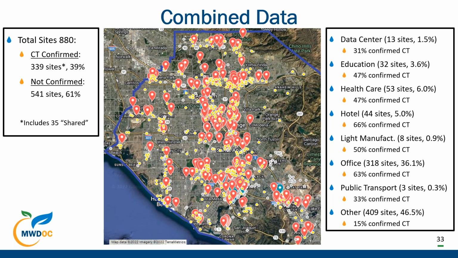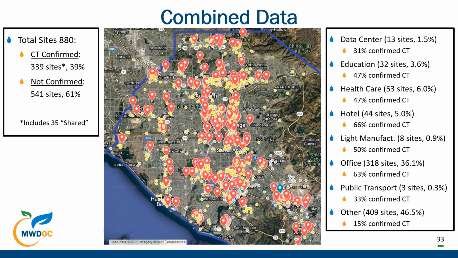But on the right here, you can see the breakdown of the facility types and categories that it consisted of. This first number in the parentheses is just the number of sites that I looked at, so not the number of sites that had cooling towers, but the number of sites that I looked at that was in the data. For example, education had 32 sites, and that made up 3.6% of that total 880 number. And then out of education, 47% of those had confirmed cooling towers. Most of these numbers range from about 30 to 66%.